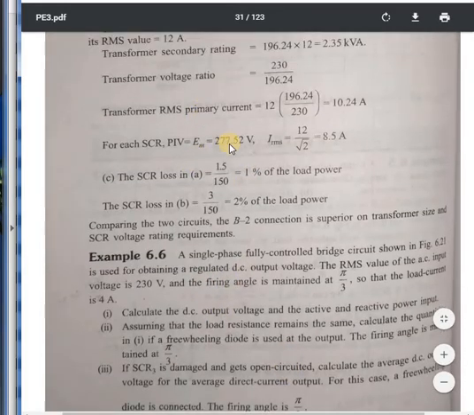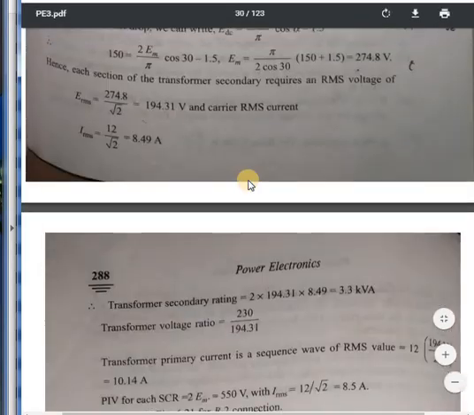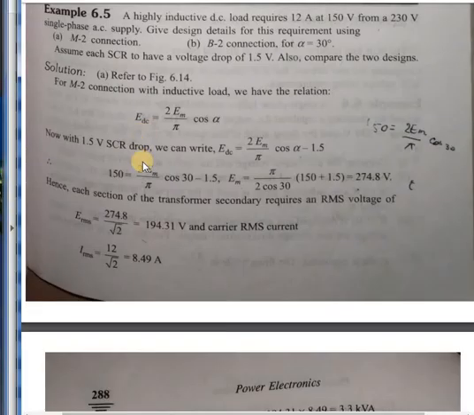Okay, for each SCR your peak inverse voltage is Em here, so IRMS into root 2 will be your current. Em will be 277.52. Now the SCR loss in first one will be 1.5 by 150, that is 1% of the load, and SCR loss in B, that is bridge connection, will be 3 by 150, that is 2% of the load current. Okay, so this is your comparison between M2 connection and bridge connection, midpoint connection and bridge connection.